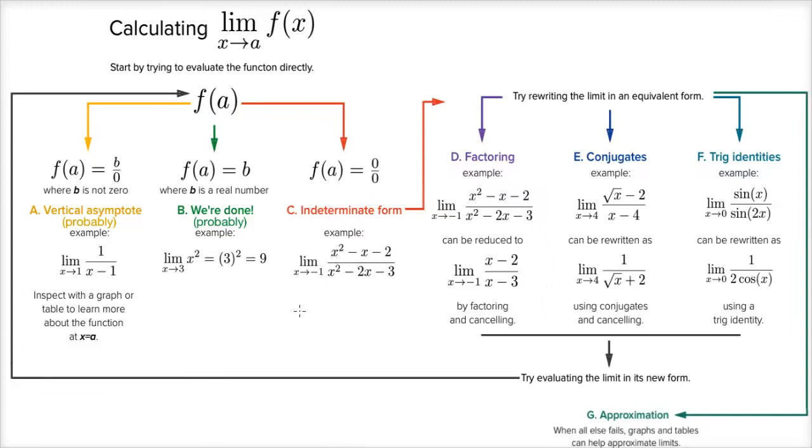You get -1 squared, which is 1, minus -1, which is plus 1, minus 2, so you get 0 in the numerator. And then in the denominator, you have -1 squared, which is 1, minus 2 times -1, so plus 2, minus 3, which is equal to 0. Now this is known as indeterminate form.